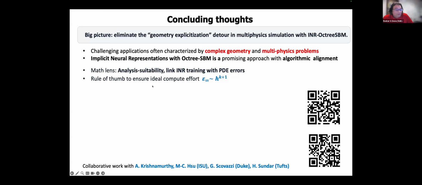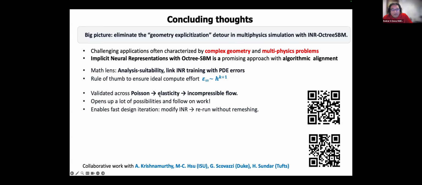And essentially, we have a simple rule of thumb that enables ideal compute effort, and that is, train your neural implicit representation to h power k plus 1, if h is your finest resolution that you're looking for, and k is the order of your basis functions that you're going to look at. Right.